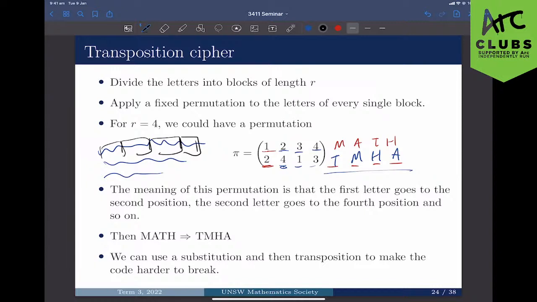And we can apply both the substitution and transposition ciphers, and that's going to make the code harder to break. So we can first jumble around all the letters of A to Z, then divide the text into blocks, and then jumble it again. That just makes it harder for humans to crack.